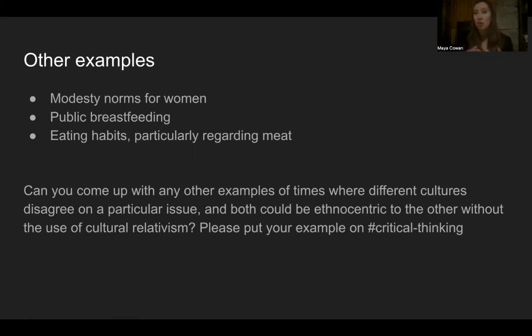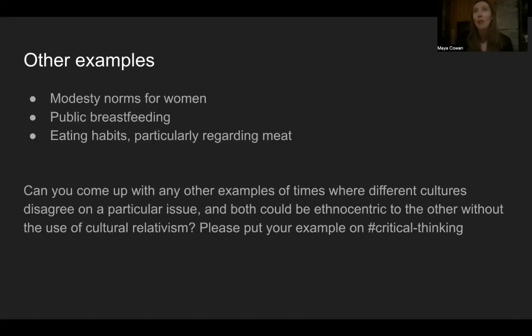So one would be modesty norms for women. By that, I mean the idea that women should be covering up their bodies and showing much less skin, versus the idea that it's totally fine and totally normal to show lots of skin. Maybe it's because I watch too much 90 Day Fiancé, but I feel this is often thought of as a two-sides issue, but it's actually really not. There are many different ways that you could get into total disagreement over modesty across the world. And it's not necessarily just when it comes to covering up or not covering up.